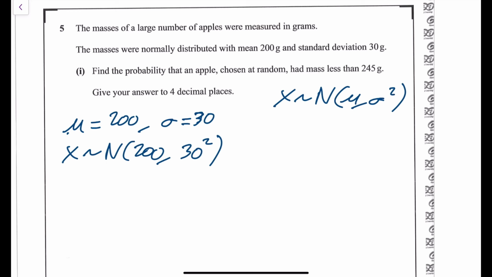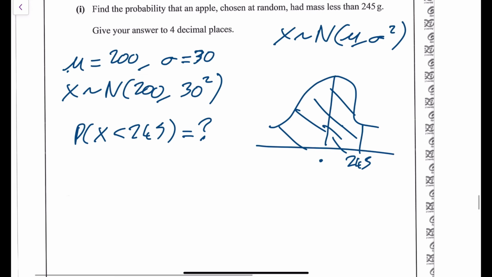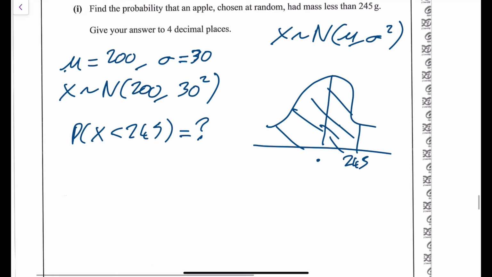And what are we looking for? Find the probability that an apple chosen at random has less than, so X is less than 245. So give your answer to 4 decimal places. Okay, so I would draw a wee diagram for this. There's my normal distribution. There was my mean. That's what we're looking for, so less than 245. 245 is on the right-hand side because my mean would have been 200. So I know my answer should be bigger than 0.5.